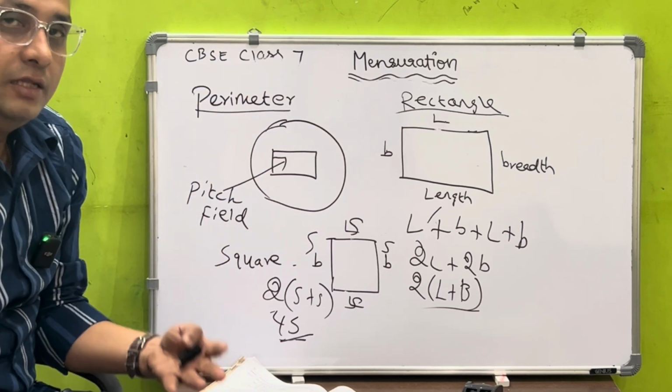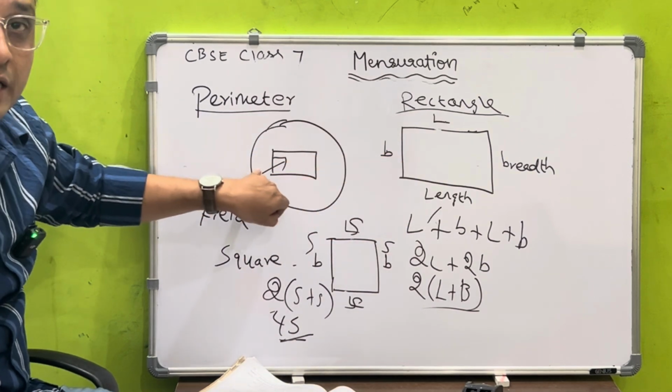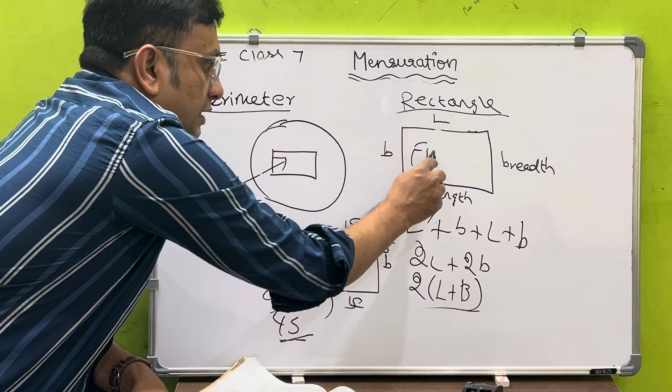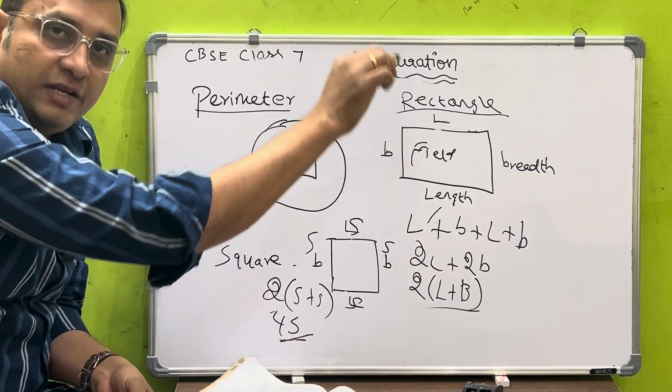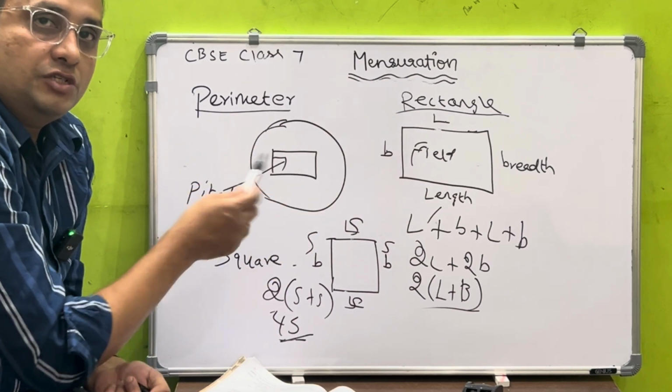Sometimes in the sum, they may ask you to find the boundary of a field. This may be considered as a field, some field where we are putting some fence around the field. Then what is the perimeter? Like that the question can be asked.